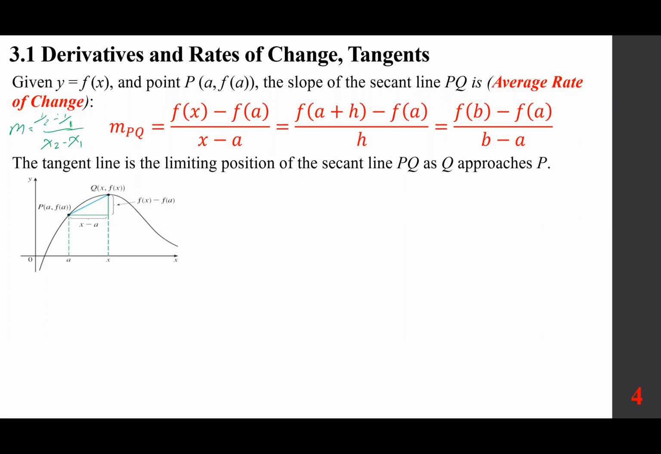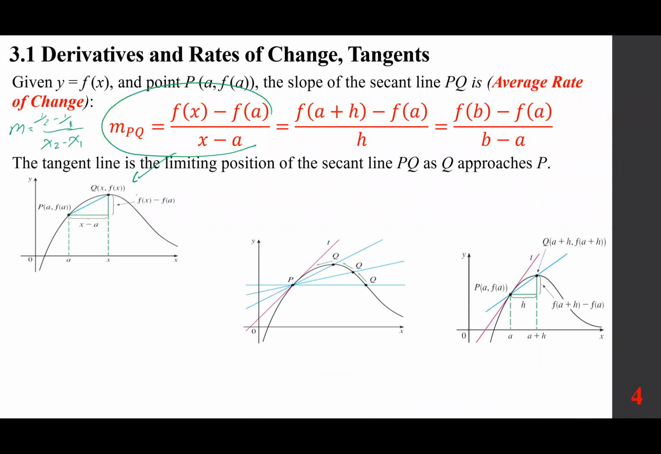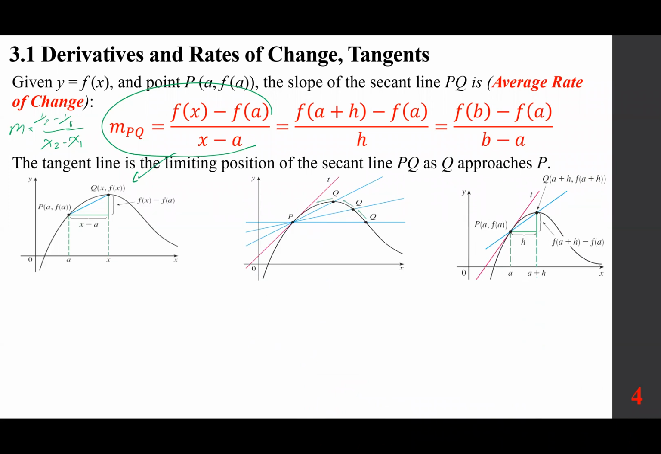The way you write that, if you look at this first one, comes from here. If you are looking at this one, class, take a look at this last one. This distance is h. Do you see that? This gives us the second one, everybody. And f of a and f of b.